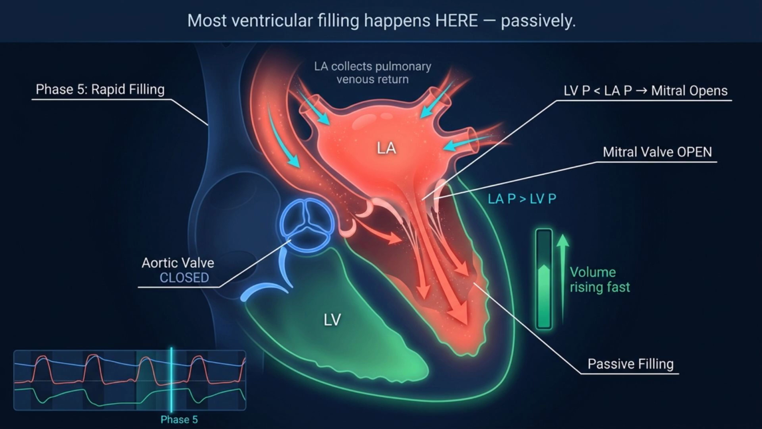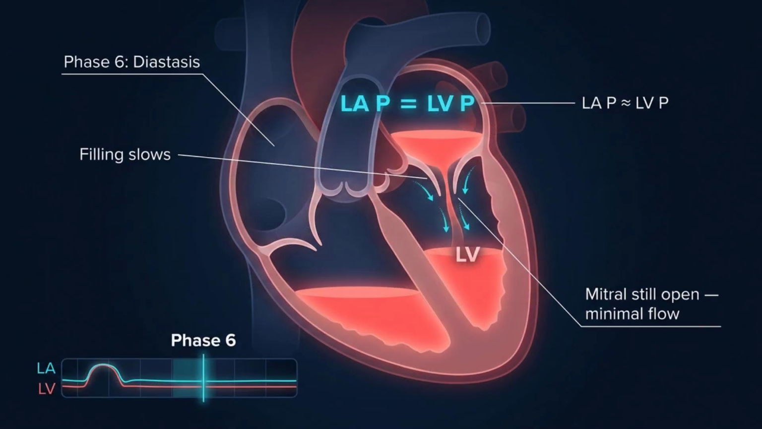Phase 5 is rapid filling. When left ventricular pressure falls below left atrial pressure, the mitral valve opens and blood rushes in from the left atrium, which has been collecting pulmonary venous return. Most ventricular filling happens here, passively. Phase 6 is diastasis. Filling slows as atrial and ventricular pressures nearly equalize.